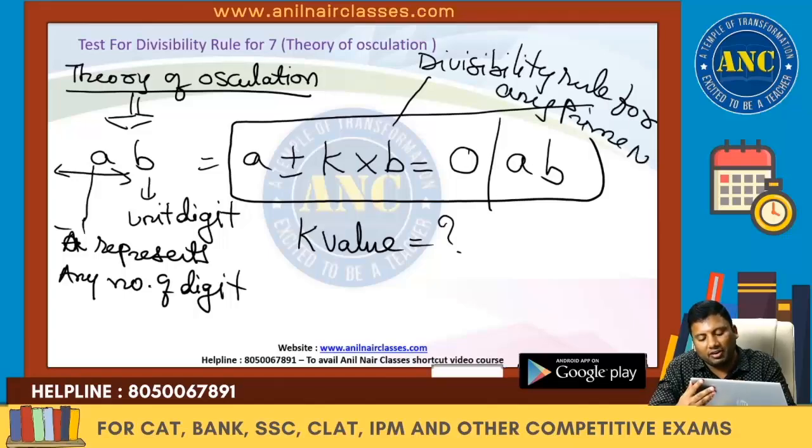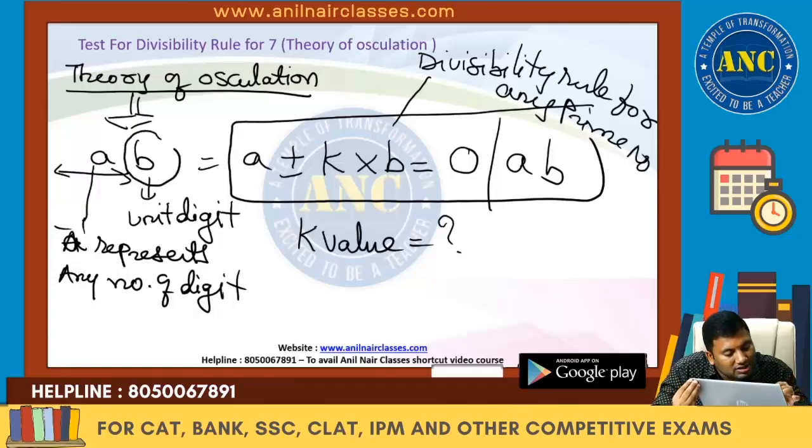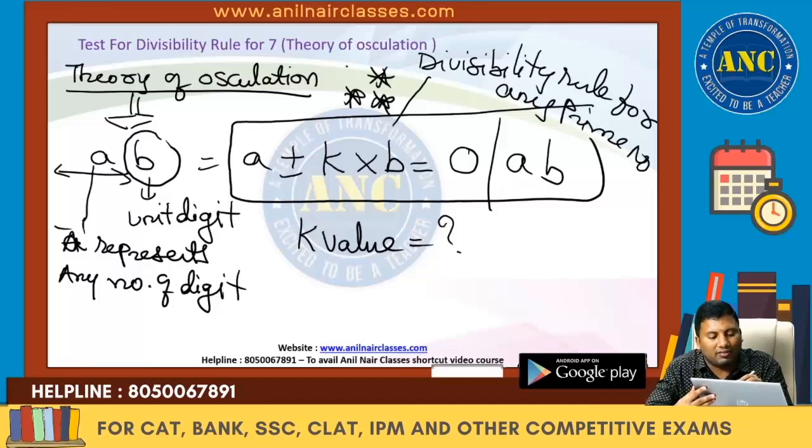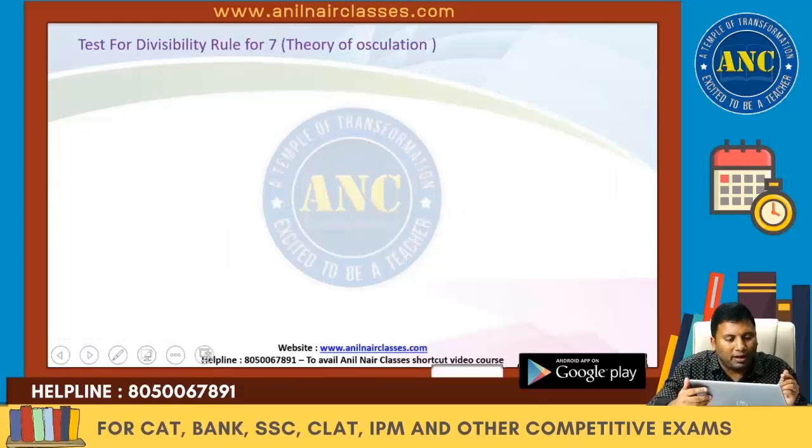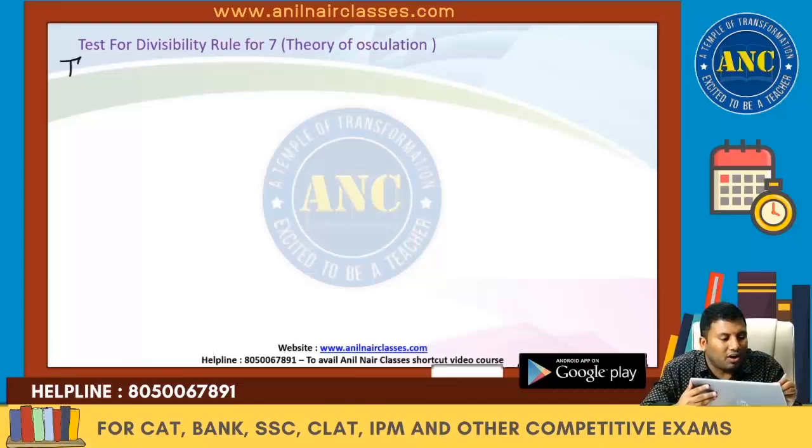Don't take the wrong information. I am not saying that AB is a 2-digit number. I am saying that B is the unit digit, and A could be any number of digits. If you can find the value of k satisfying this equation, the divisibility rule for any prime number can be obtained. Are you all with me? I will write it down at the top, then I will do it one by one. Theory of osculation.